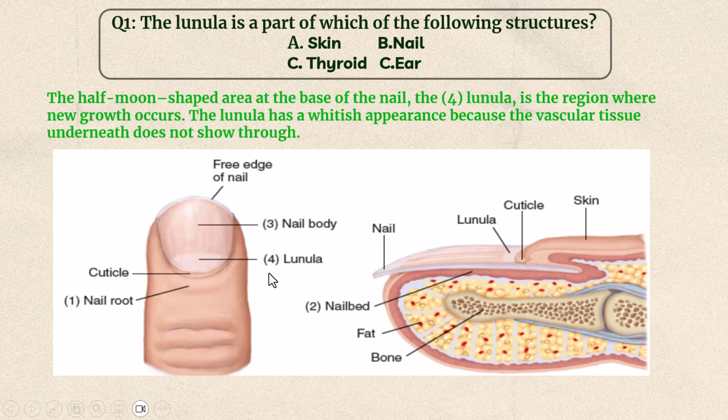Is a region where new growth occurs. The lunula has a whitish appearance because vascular tissue underneath does not show through. So you can see this is the lunula. Same thing you can see in the side view. This part is the lunula where the nail growth occurs. So the answer is B.